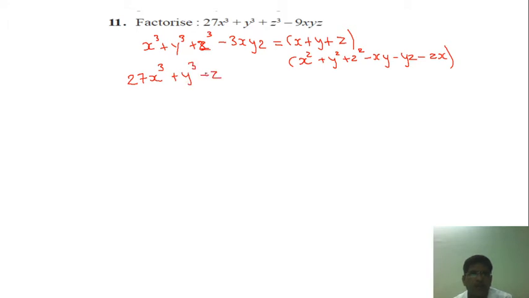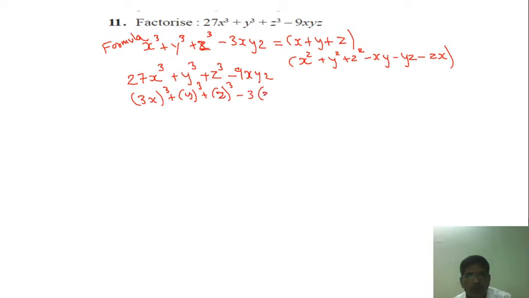Again I am writing the question. It is our formula. So now it is a cube of 3, so 3x whole cube, y whole cube. Here it is 7. z whole cube minus, formula now, 3 into x, that is 3x, into y into z. So now the answer is the first bracket, that is x plus y plus z, so 3x plus y plus z.